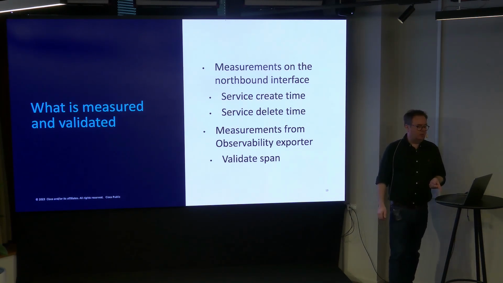It is also possible to use the observability data from Observability Exporter. And what we can do there is that we can validate spans. So we have both the northbound, what we can measure from externally, and then we can also, via the Observability Exporter, look at internal measurements.